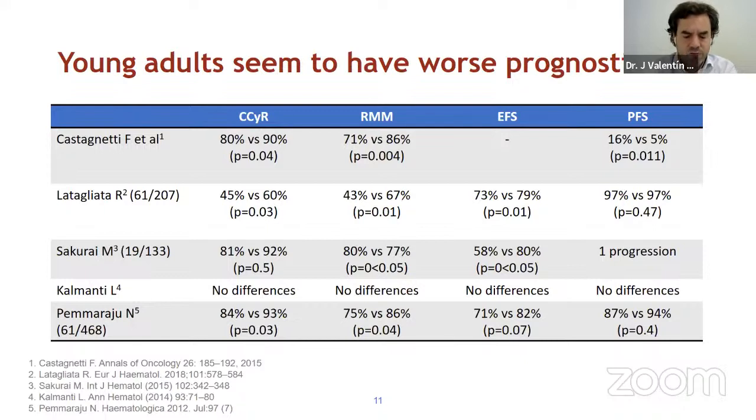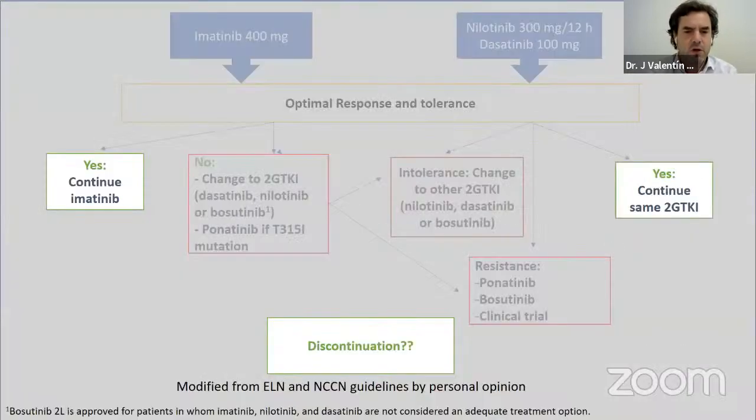So this is why at this moment the prognostic factor that we're using is the EUTOS long-term survival score, in which age has no impact at all. So especially in the young patient, it's very important that we use this EUTOS score instead of the SOKAL in order to identify those young patients in which the prognosis may be unfavorable.